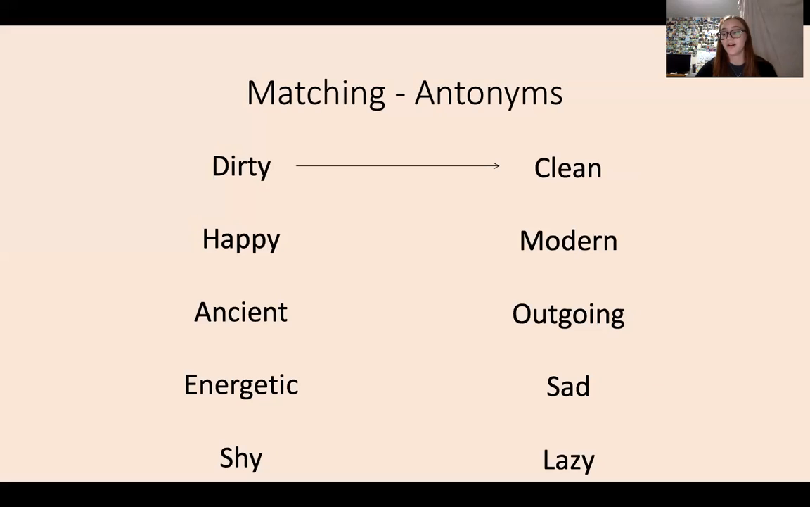Dirty and clean are opposites, so they are antonyms. So are happy and sad, ancient and modern, energetic and lazy, and shy and outgoing. Did you get all of them right? Great job. All of these words are antonyms of each other.